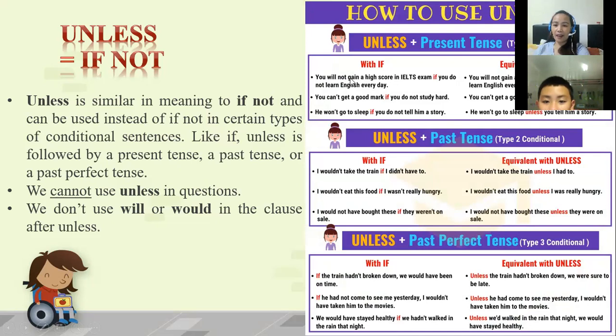You will not gain a high score in the IELTS exam if you do not learn English every day. You can't get a good mark if you do not study hard. He won't go to sleep if you do not tell him a story. How about the equivalent with unless? This is the same sentence using unless. Can you read it? You will not gain a high score in the IELTS exam unless you learn English every day. You can't get a good mark unless you study hard. He won't go to sleep unless you tell him a story. They're the same, no?